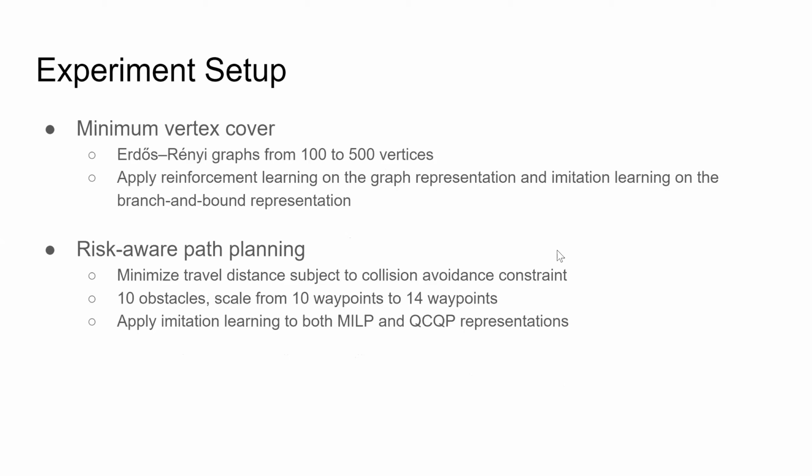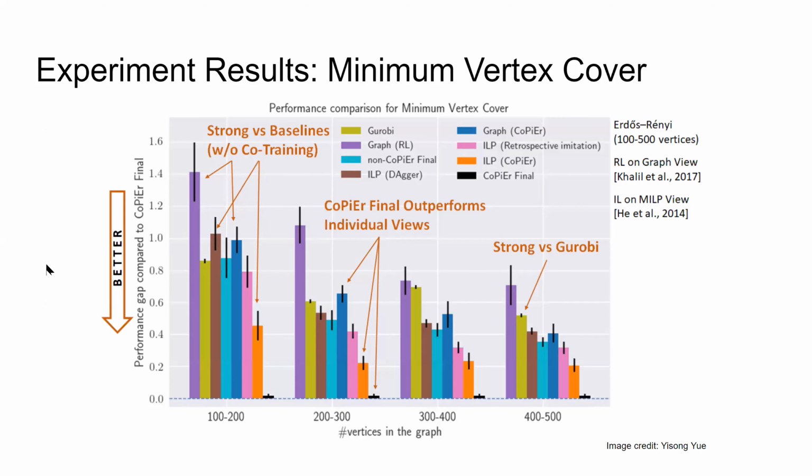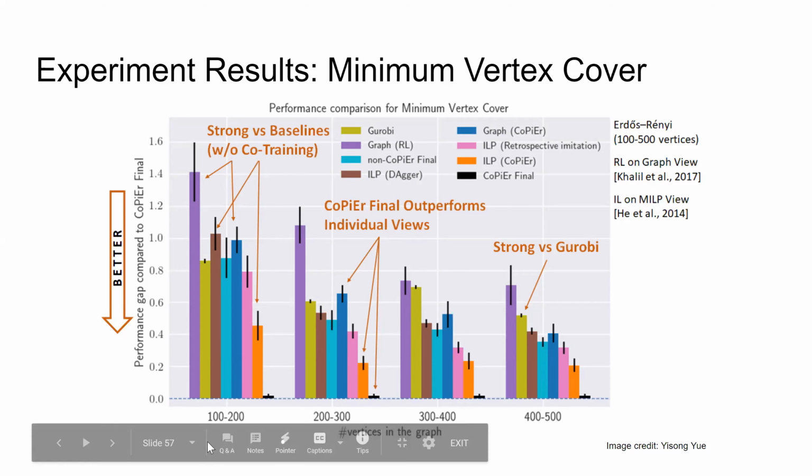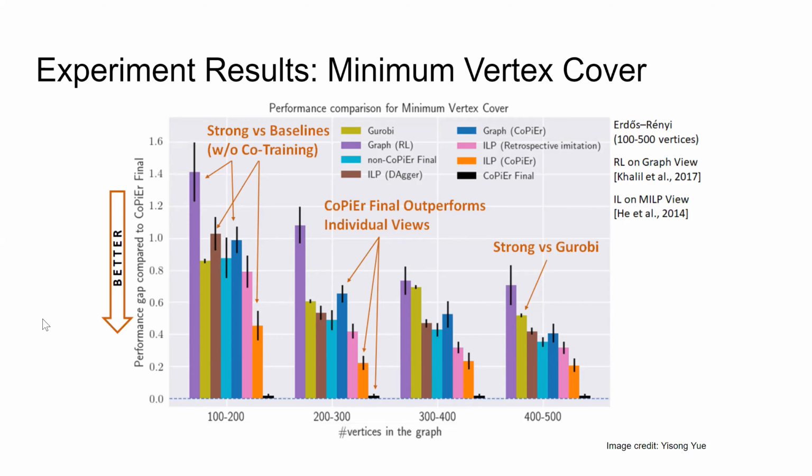And so for experiments, we do this for minimum vertex cover and the risk-square path planning. Here we show a comparison of doing the co-training. There are three classes of comparison I will draw your attention to. Firstly is the baseline where there's no co-training, so we just take only one representation and do whatever learning we want on that representation. Here the x-axis is the problem size, and the y-axis is the performance gap with CoPier. So here, lower is better.